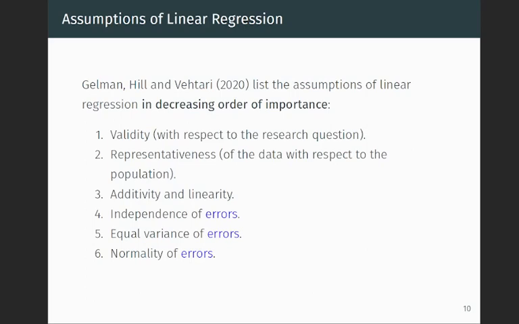Now let's talk about the assumptions of linear regression. I'm going to use the assumptions as they're presented in this textbook by Gelman, Hill, and Vehtari from 2020, Regression and Other Stories. What I really like about this is that they list the assumptions of linear regression in decreasing order of importance. And so the first one is validity. Is your linear model a valid way to investigate your research question? That should be number one, the first thing you look at.